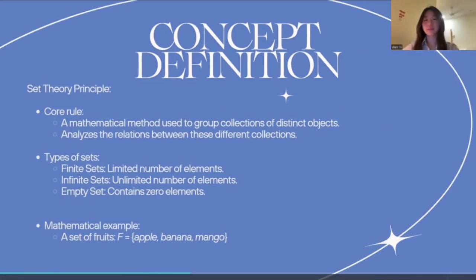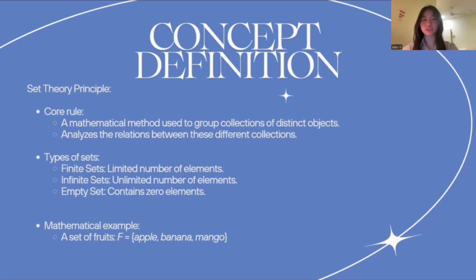Set theory is a mathematical method used to group collections of distinct objects that are known as sets, and it also studies the relationship between different sets. For example, set C is known as the car set, and set P is known as the parking spaces set. There are three types of sets: finite, infinite, and empty sets. The finite set has a limited number of elements, the infinite set has an unlimited number of elements, and the empty set contains no elements. A mathematical example, as you can see here, would be the set of fruits. We can label it as F, and it will equal apples, bananas, mangoes, and other fruits.